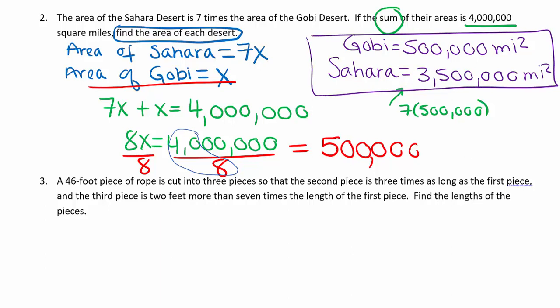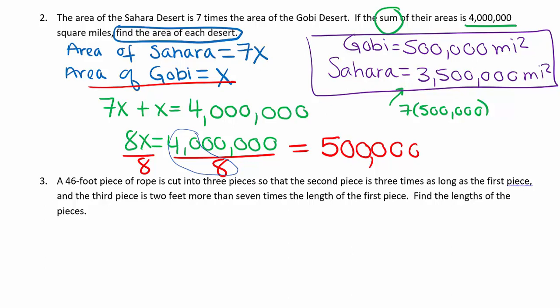So I've answered everything in the question. I have appropriate units written down. And finally, my answers do make logical sense here. If I had gotten a negative number, that would be a clue that perhaps I did something wrong. You can also check if you add these numbers together, you do get 4 million. That's a good thing.